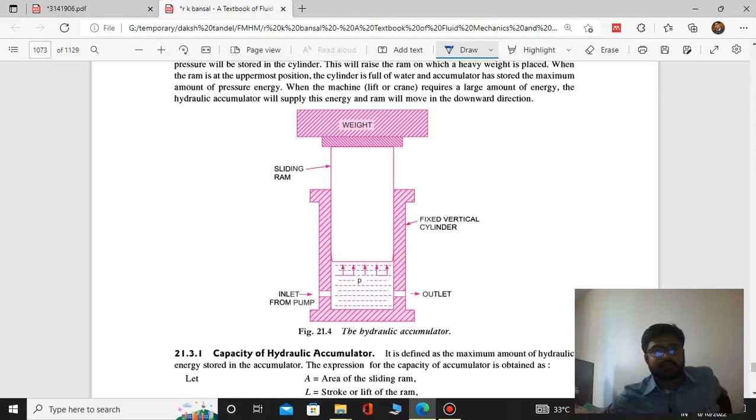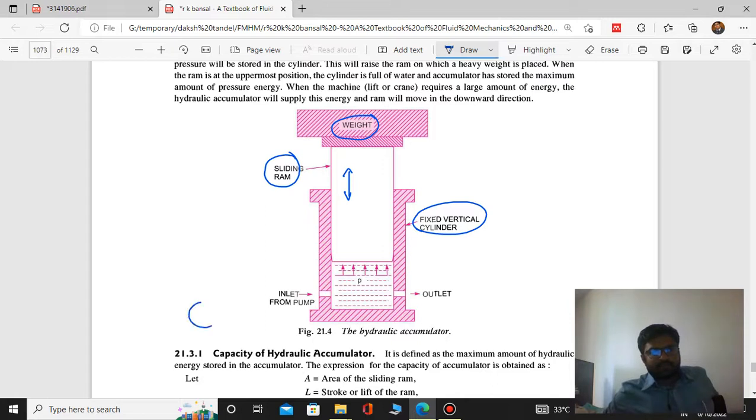So here you can see that we have a vertical cylinder and a sliding ram. These can move up and down, and here weight is applied. Now suppose we have an energy source, and from that energy we will operate the pump.